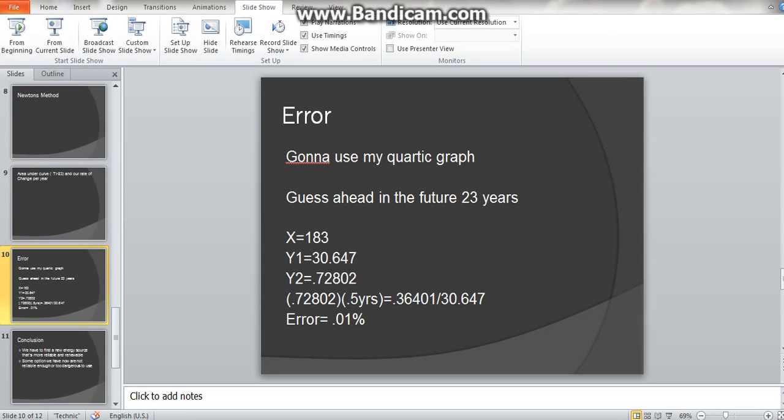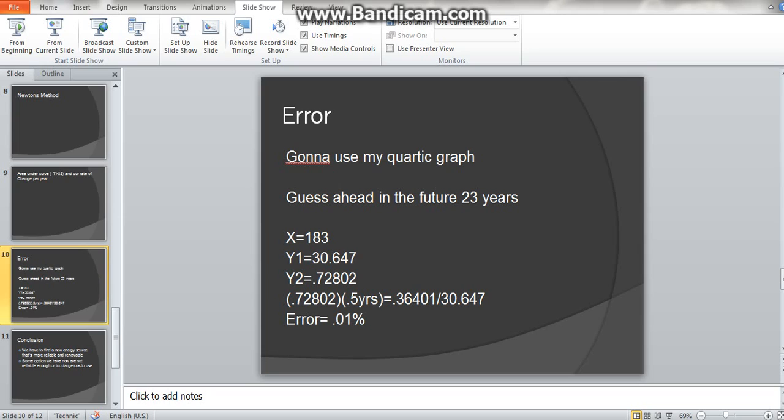For my margin of error, we used my coordinate graph. I guessed ahead 23 years in the future because I didn't want to use a point that was exactly on a graph, so I decided to guess ahead. My y1 is 30.647, while my y2 is 0.72802.